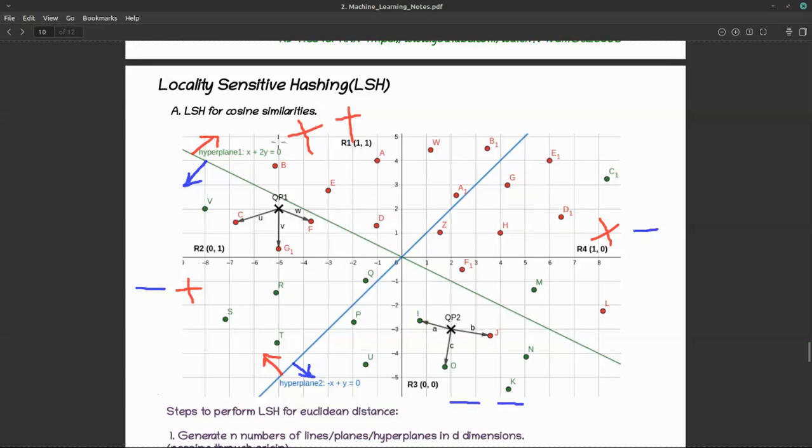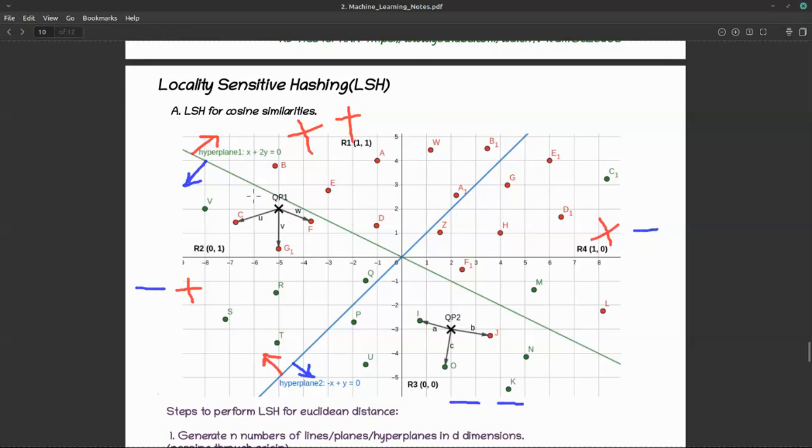Right? So this whole region is 1 1. This whole region is 1 0. This whole region is 0 0. This whole region is 0 1. So using two hyperplanes, what I am doing is dividing my whole space into a number of regions, or you can say buckets.